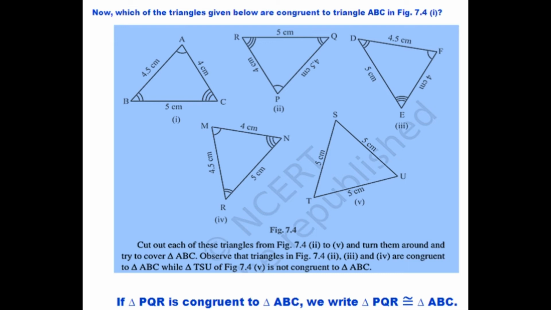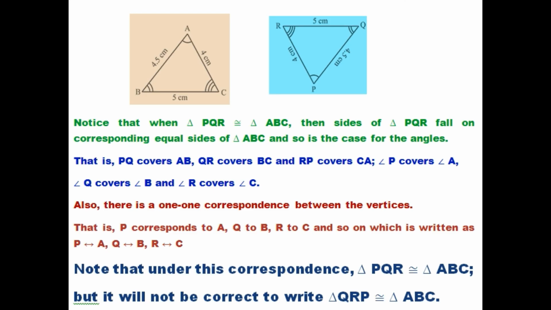Suppose triangle PQR is congruent to triangle ABC, then we will write triangle PQR congruent to triangle ABC. So this is the congruent symbol. You should know how to write the congruent symbol. In lower classes also you might have studied how to write the congruent symbol.